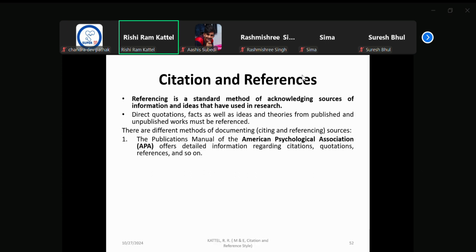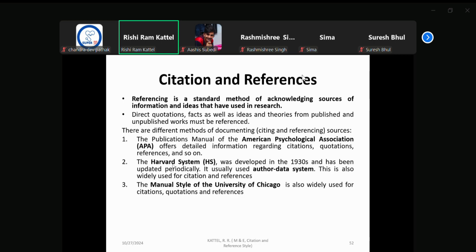Common method is APA. AFU also uses APA. The seventh edition version is available on the website also. You have to use APA, American Psychological Association, at AFU. The Publication Manual of the American Psychological Association offers detailed information regarding citation, quotation, reference, and so on.